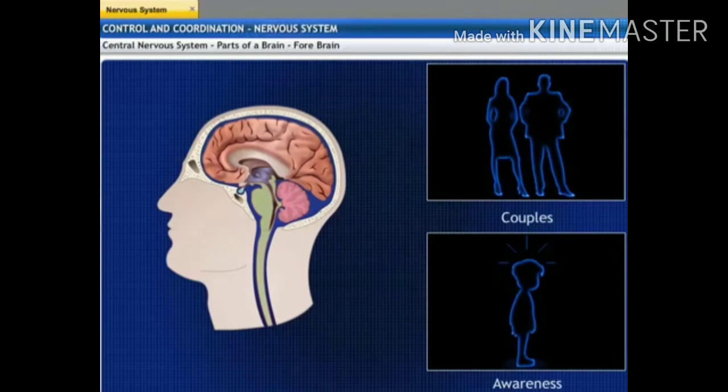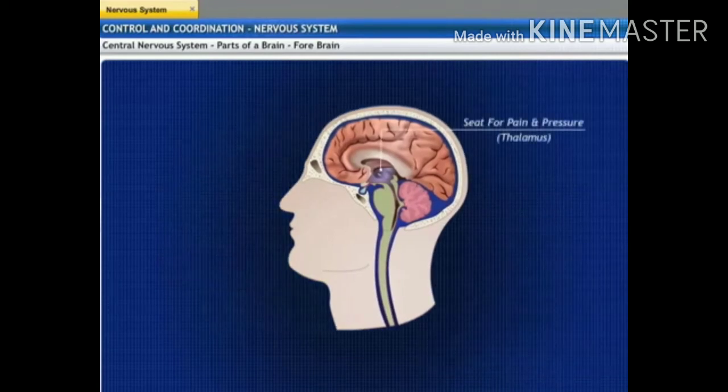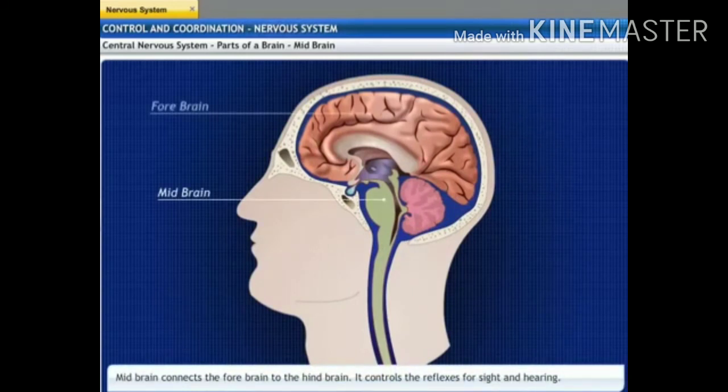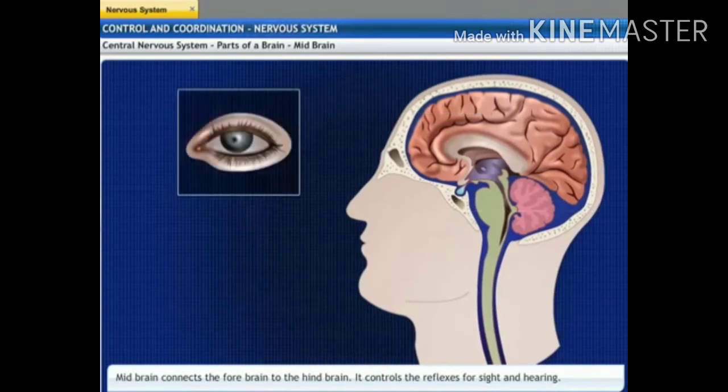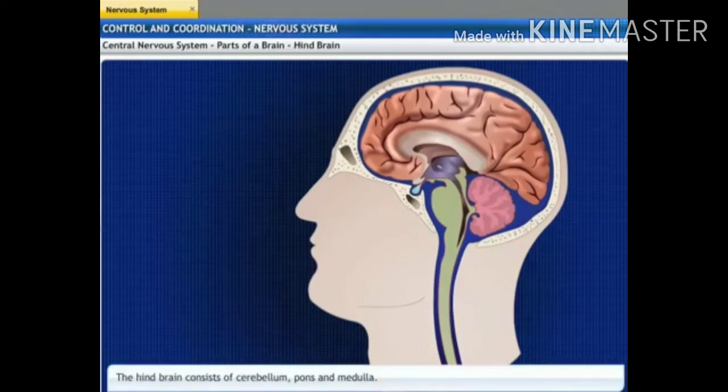The thalamus plays a major role in regulating arousal and the level of awareness. It is the seat for pain and pressure. The hypothalamus regulates the temperature in the body. The midbrain connects the forebrain to the hindbrain and controls the reflexes for sight and hearing. The hindbrain consists of the cerebellum, pons, and medulla.